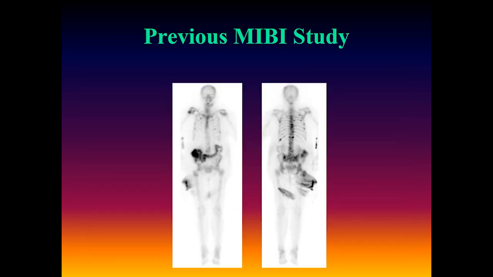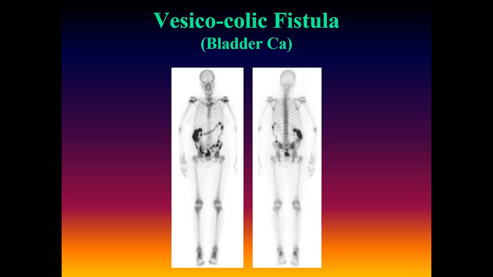This is a patient with obvious metastatic disease to the skeleton. Notice the diffuse colonic activity secondary to a previous MIBI study. Very similar appearance, except that in this case, the colonic activity is secondary to a vesicocolic fistula in a patient with bladder carcinoma.